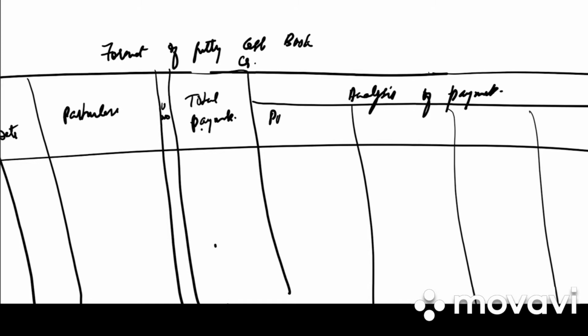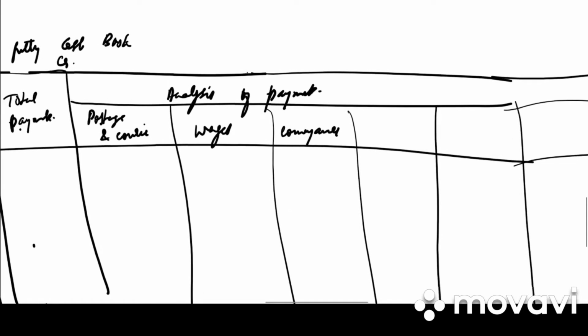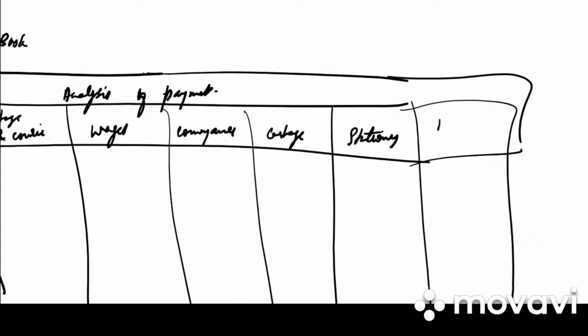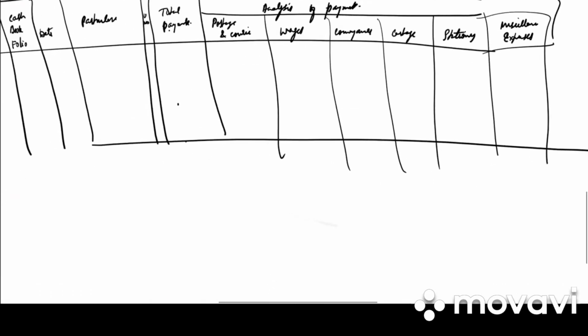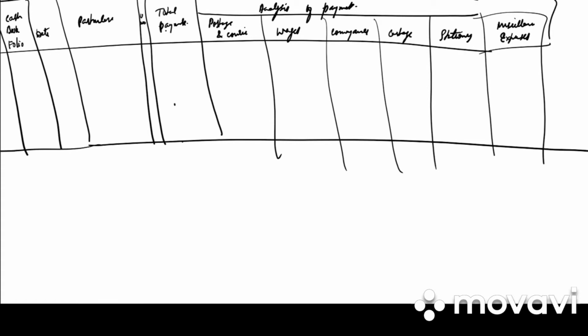Under that we have postage and courier, wages, conveyance, cartage, stationery, and last we'll have miscellaneous expenses. So this is the format of petty cash book.